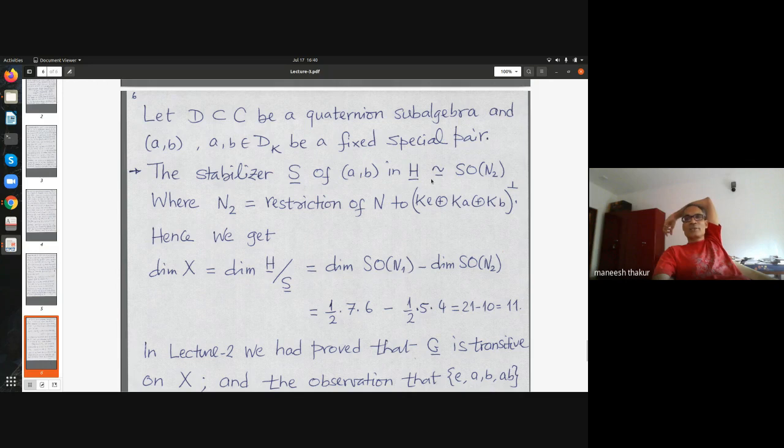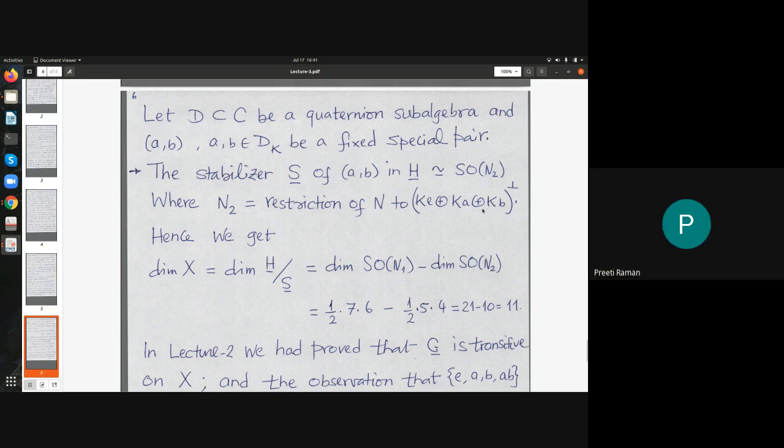H lower bar is not isomorphic, I mean, this should have been in a bracket. The stabilizer S lower bar of A comma B in H bar is SO of N2. So this is 8 minus 3. So it's clear, of course, that it is sitting inside SO N2.